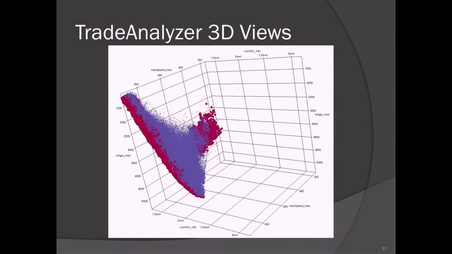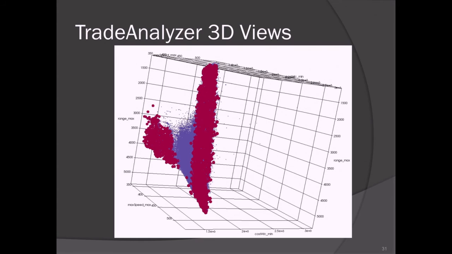And here are some 3D views of the same data that we looked at plots of earlier, but these were actually generated from TradeAnalyzer. So here we have the range versus cost versus the speed. The larger red points indicate the Pareto front points, and the smaller blue points indicate the other points in the design space.